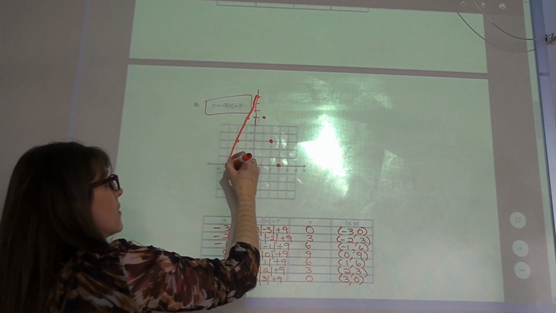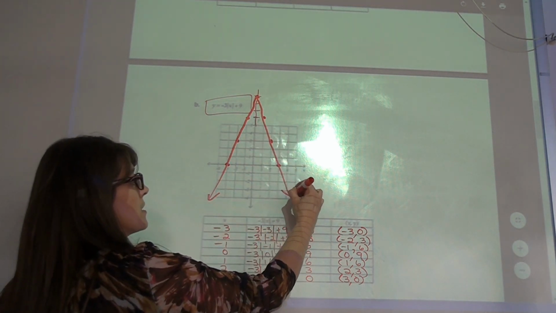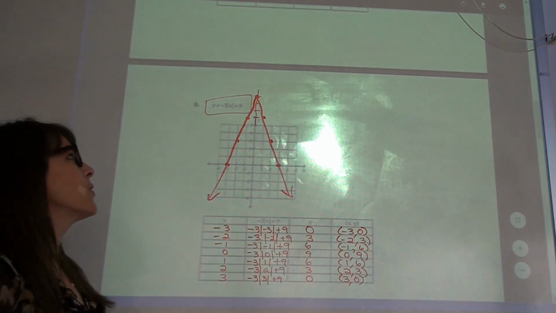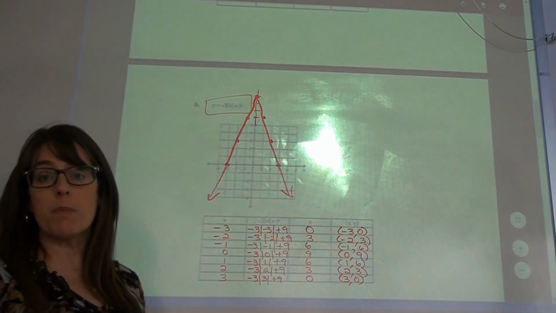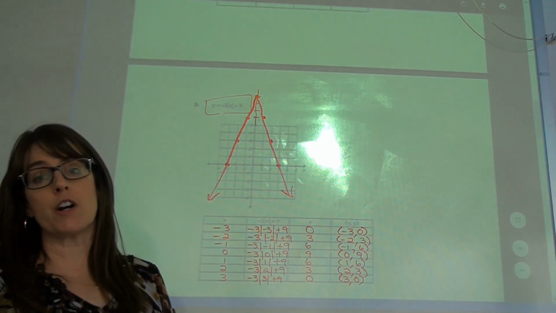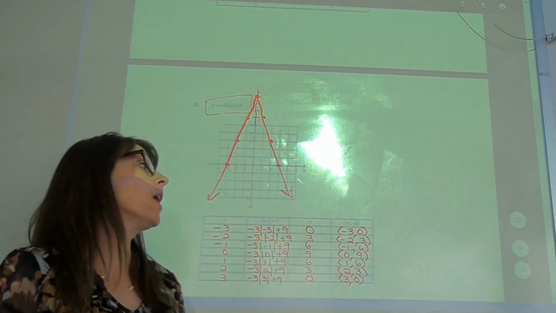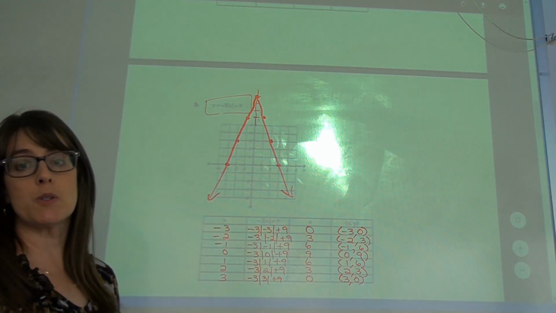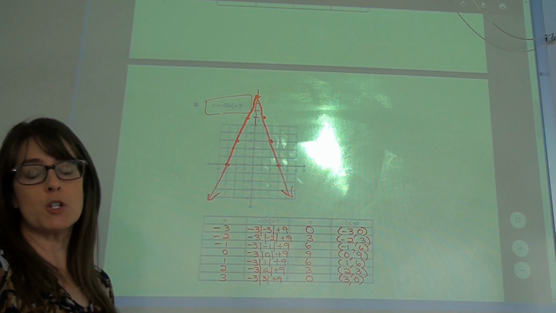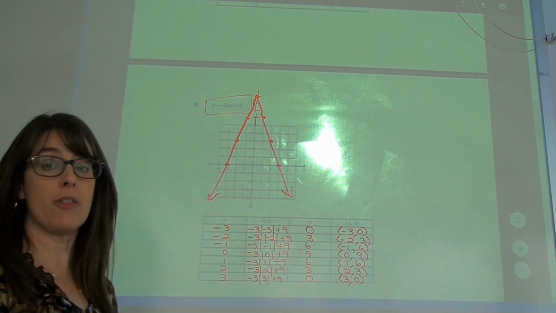Notice that when I connect them, first off, I can't make a straight line to save my life, but it should be straight. More than that, notice that I'm not connecting it with a curve up here. It is a sharp peak. That is because it's an absolute value function. Absolute value always makes a V, whether the V goes down or whether the V goes up. But that's what happens with absolute value, which again, that's not so much the point of the lesson. The point of the lesson is to be able to graph using your point plotting method.